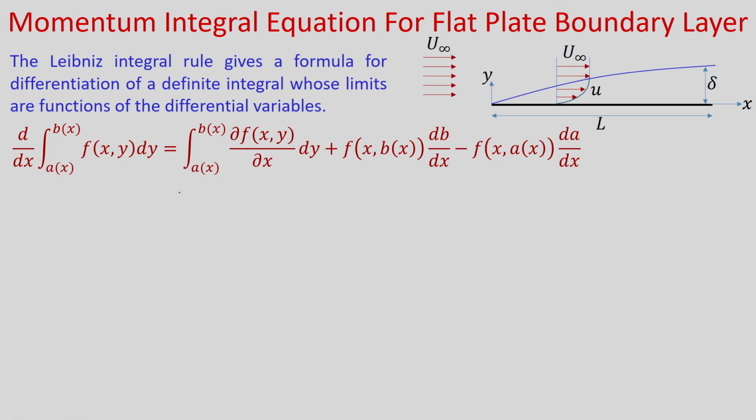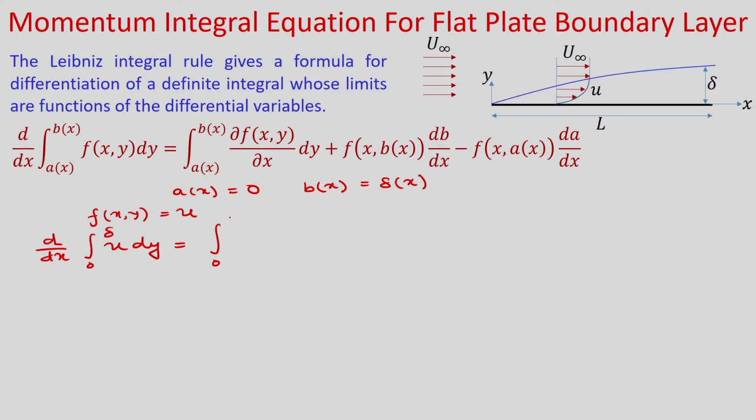So, here for this particular problem we have a(x) equal to 0 because the lower limit is equal to 0, and for the upper limit b(x) we have delta, and delta is a function of x. So, obviously, now if we choose the first function f(x,y) equal to u, then from this Leibniz integral rule we can write that d/dx of the integral from 0 to delta of u dy is equal to the integral from 0 to delta of ∂u/∂x dy.